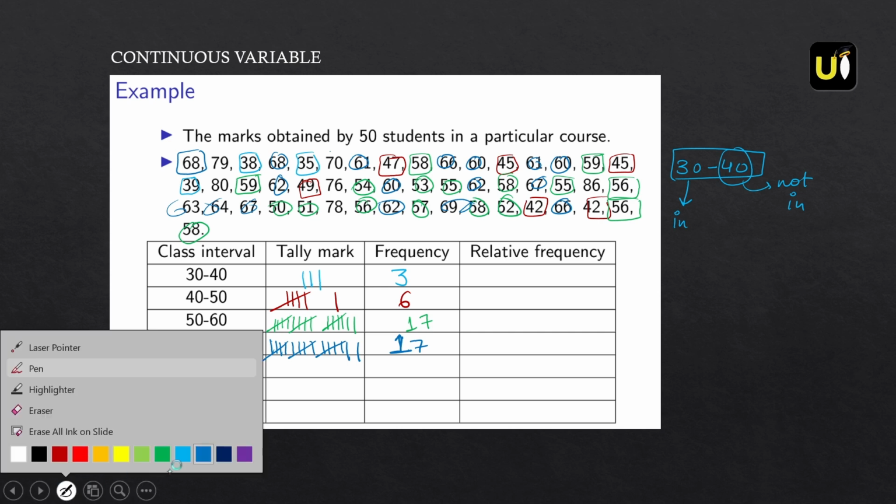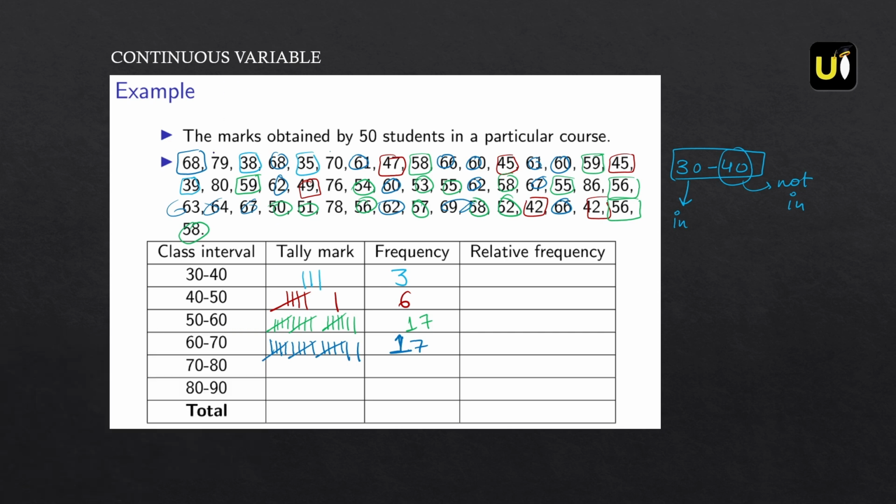Now we will count from 70 to 80. So we have 1, 2, 3, 4. So we have 4 here. Okay, 1, 2, 3, 4. So now here we will count for 80 to 90. We have 2 remaining. So we will mark this. So we have total 49 frequency.